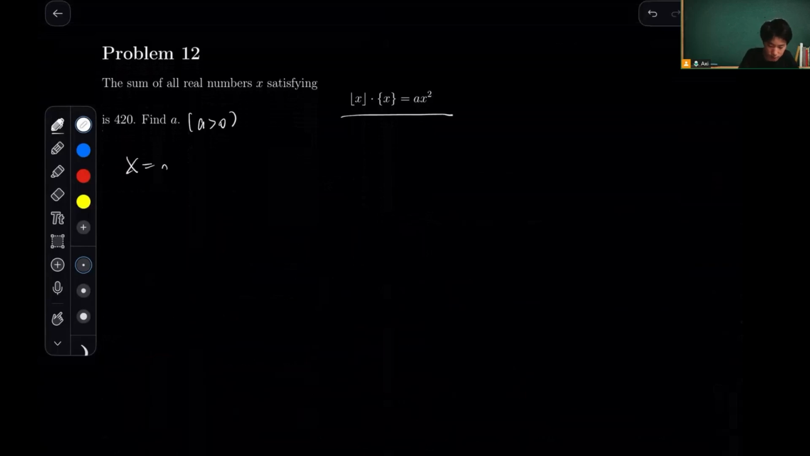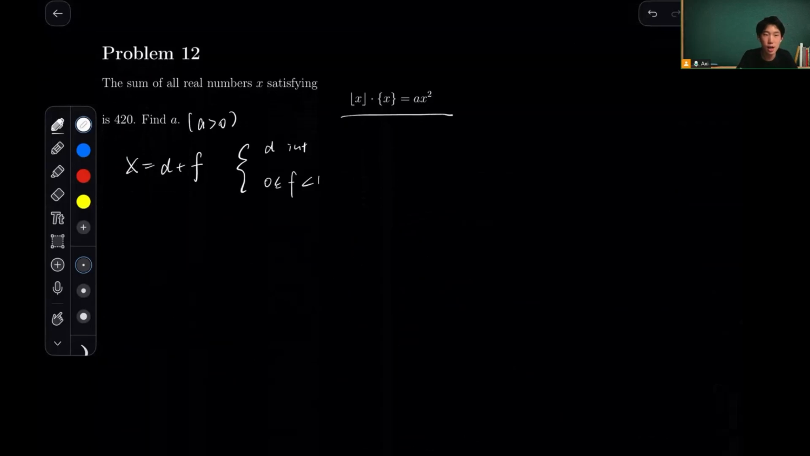Suppose x is equal to d plus f, where d is an integer and f is between 0 and 1, where f can be equal to 0. We're supposed to find an a such that the sum of all such x is 420. Well, I guess we can first solve for x, right? To solve for x, we need to first solve for d and f.